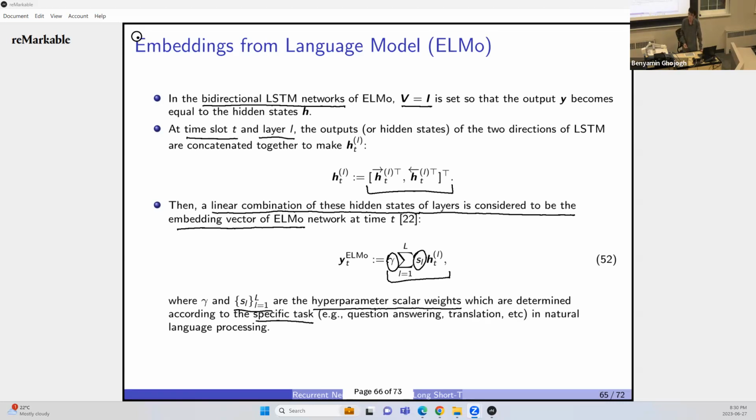What is it? We have various tasks in NLP. One of them is question answering. What do I mean? You give me a question sentence, I answer it for you. Another is translation. You give me a sentence in English, I make it French, something like that, in natural language processing. Okay, so you determine gamma and s_l for your own task.